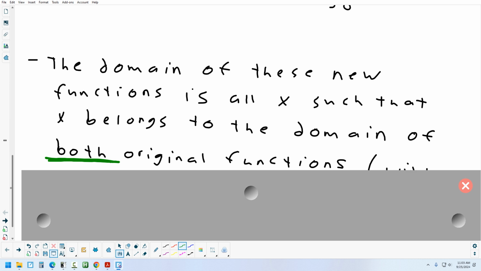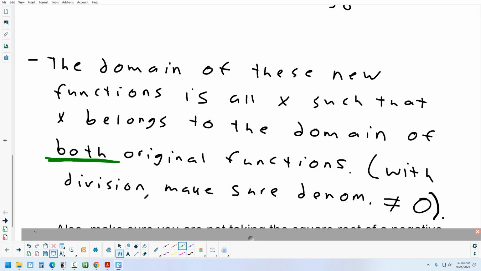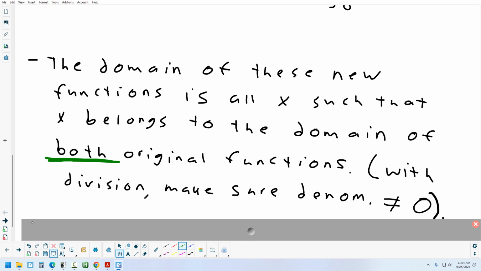Okay, so the domain is the numbers that belong to both original functions, and if you combine two fractions together, if you combine something together with division, if you introduced dividing by 0, we have to also watch out for that, because you're not allowed to divide by 0.